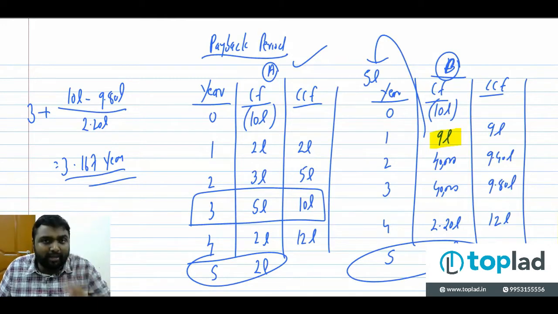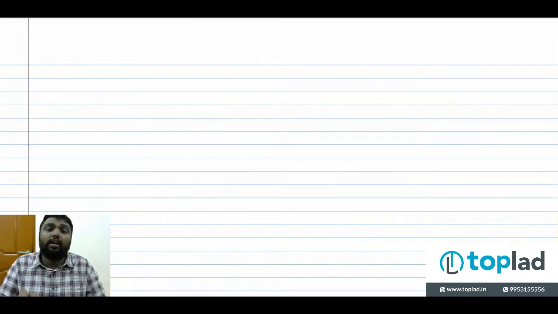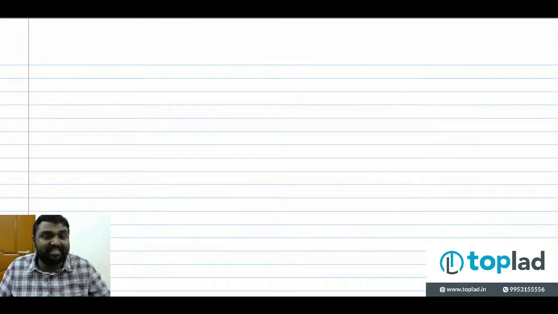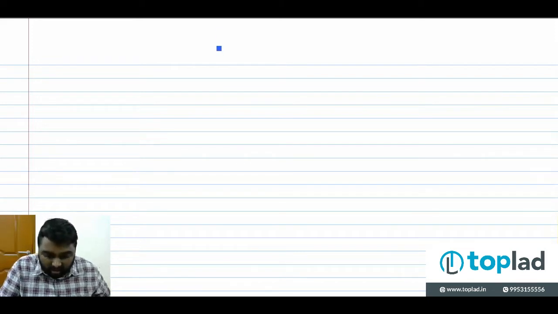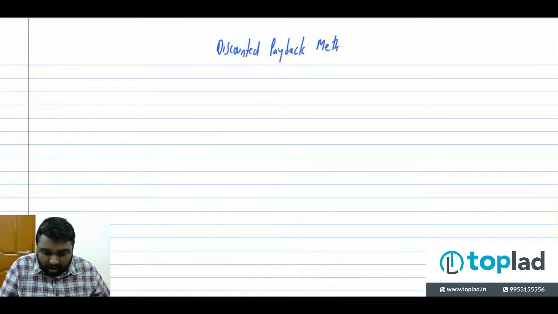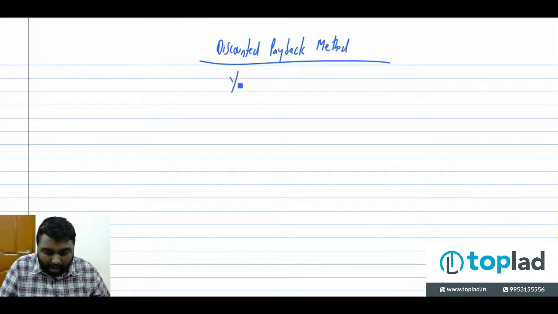So the two main limitations are: one, time value is not considered; another, cash flow after the payback period is not considered. The time value factor is overcome by another method. So we are going to discuss the second method. That method is called discounted payback. See, what is discounted payback?